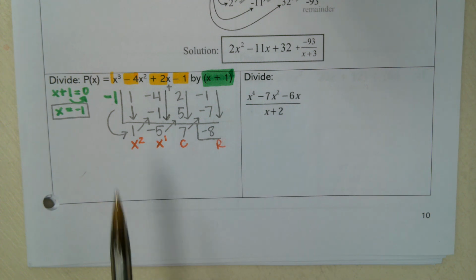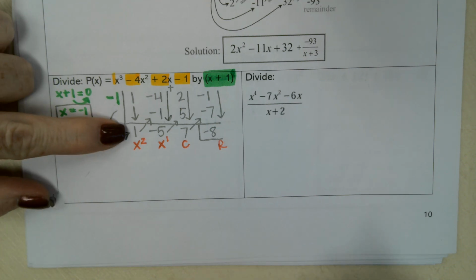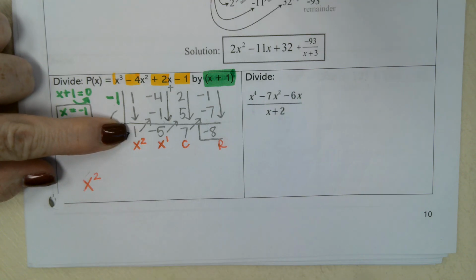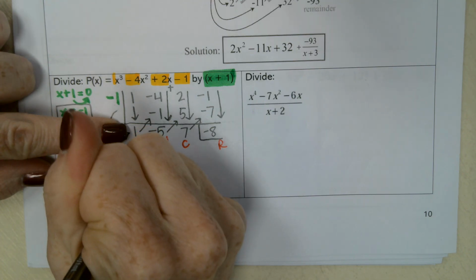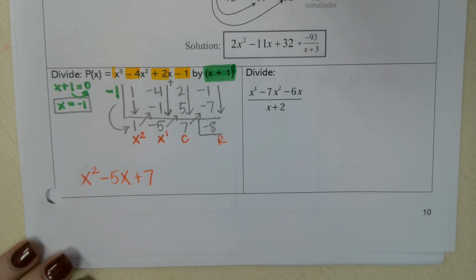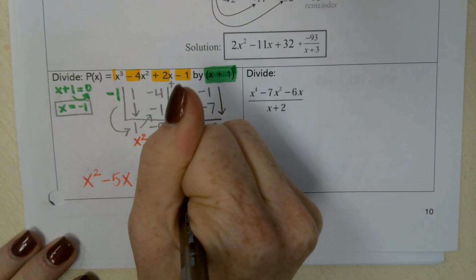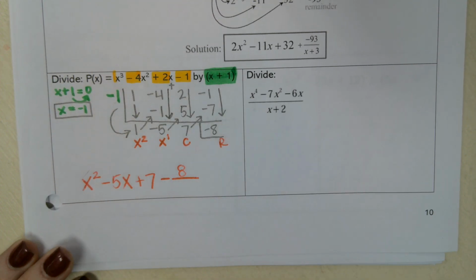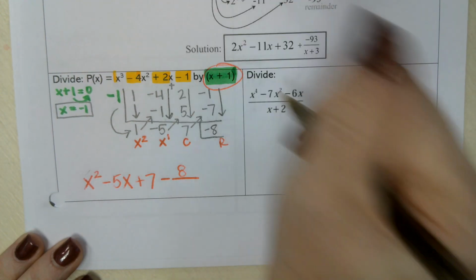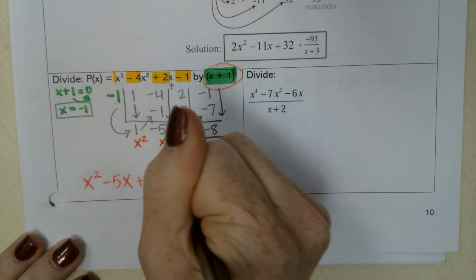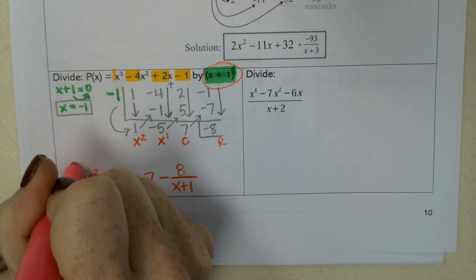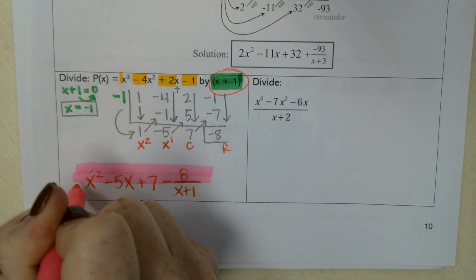So what I do here, I take the coefficient and I write each term. This is 1x squared minus 5x plus 7. My remainder here was -8, so I'm going to create a fraction. I've got -8 over the divisor, which was x plus 1, as my final answer. So this is the quotient.